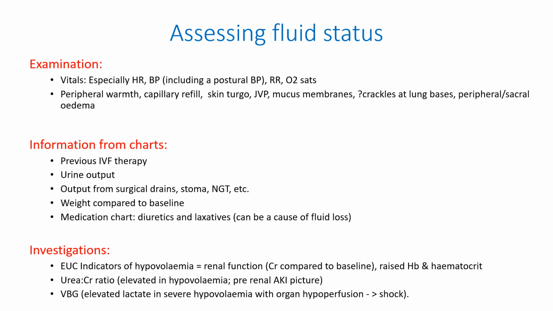So a patient who's dehydrated and has a pre-renal AKI brewing tends to have a raised creatinine. You can be hemoconcentrated, giving you an increased hemoglobin and hematocrit compared to baseline. In patients who are hypovolemic enough to give a pre-renal AKI picture, you'll get an elevated urea to creatinine ratio. If the hypovolemia is significant enough to affect organ perfusion, a VBG, that's a venous blood gas, can give you a lactate, which will be elevated in this setting.